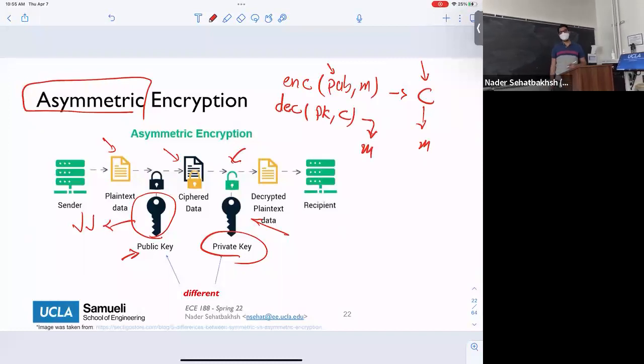And the good thing about this is that if you want to send something to me, you don't need to contact me beforehand and agree on a key between us. You can just look up what my public key is. Just encrypt the message using the public key and send it over, and it's guaranteed that I'm the only one who is going to see that message. Right?